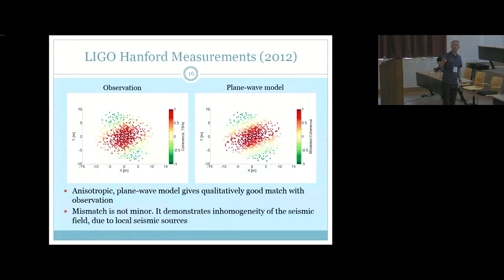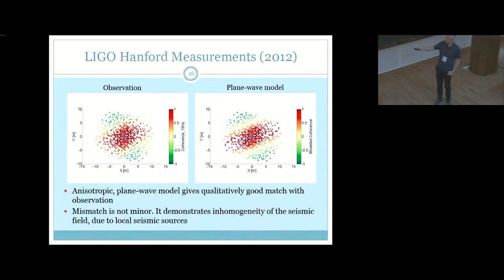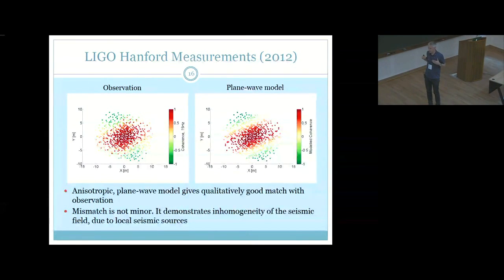Here is one measurement we did with a seismometer array in 2012 at the Hanford site. This was what we observed for the seismic correlations between our sensors. So at 15 Hertz, that is how coherence looked, so normalized correlation between -1 and 1. And now you can compare this with a plane wave, an anisotropic plane wave model. So the model of the field that produces this correlation map here is seismic waves predominantly coming from a certain direction.